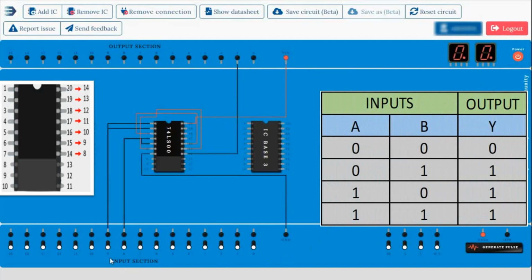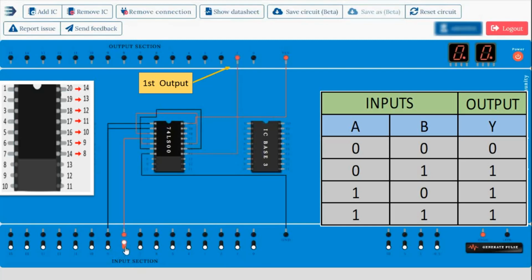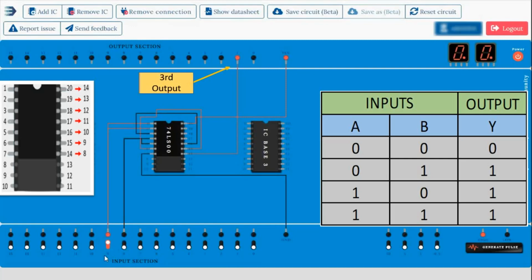In the first case, when both the inputs are 0, output is 0. In the second case, when A equal to 0, B equal to 1, output is 1. Third case, A equal to 1, B equal to 0, output is 1. And in the last case, when both the inputs are 1, output is 1. So the truth table of OR gate is verified.